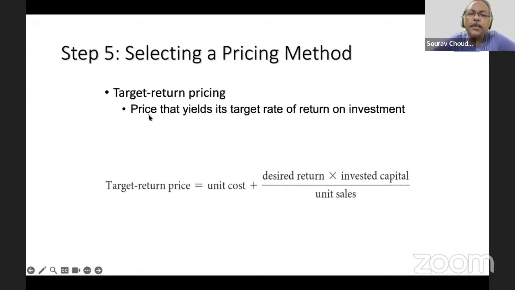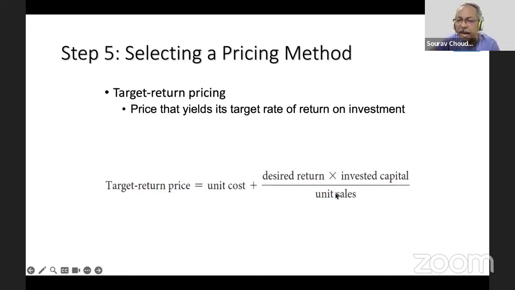And similarly, there are certain other pricing calculations, target return pricing that yields the target rate of return on investment. ठीक है, target rate of return on investment. मैंने डिसाइड कर लिया कि मैं जितना इन्वेस्ट कर रहा हूं उसके ऊपर मुझे 20% चाहिए. ठीक है, मैंने इन्वेस्ट किया X रुपीस, उसके ऊपर मुझे 20, I need X plus 20% from the pricing. ठीक है, so target return price is unit cost, मेरा कॉस्ट जितना है प्रोडक्ट का. ठीक है, desired return, that is that 20% return into invested capital. ठीक है, मैं 1 लाख रुपया इन्वेस्ट किया हूं. ठीक है, मेरा desired return is 20% of that 1 lakh, that is 20,000 rupees. ठीक है, and the total unit sales is possibly 10,000.